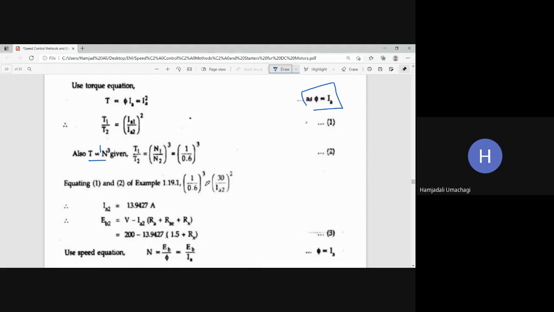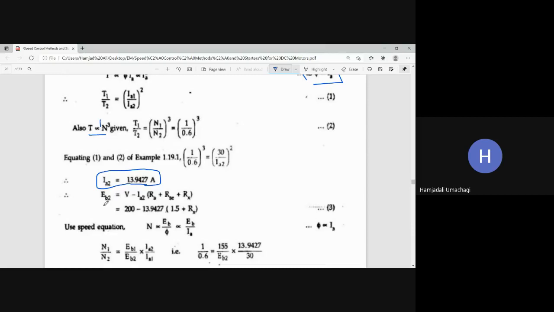If you solve for this, you will get the second armature current for the speed of 60% of the original value. So Ia2 is how much? If you solve it, 13.9427 ampere. So this is the second armature current when the speed has been reduced to 60% of the original value.